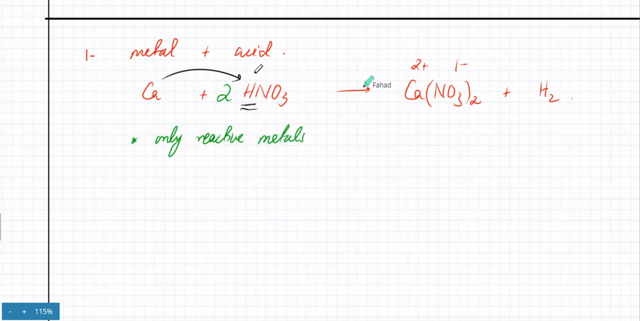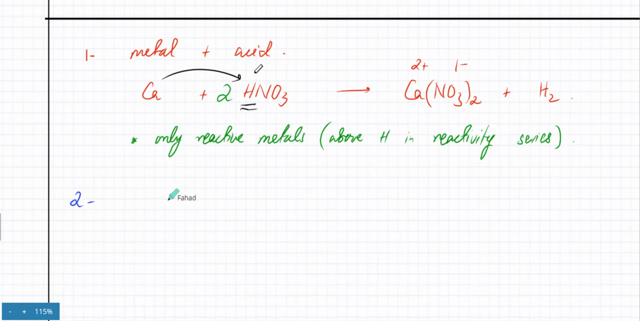Above hydrogen in the reactivity series. So reactivity series थी, उसमें the reactive metals are the ones that are going to react. Not gold and etc. बाकी चीजें नहीं. As a second reaction, let's quickly move to the second reaction.